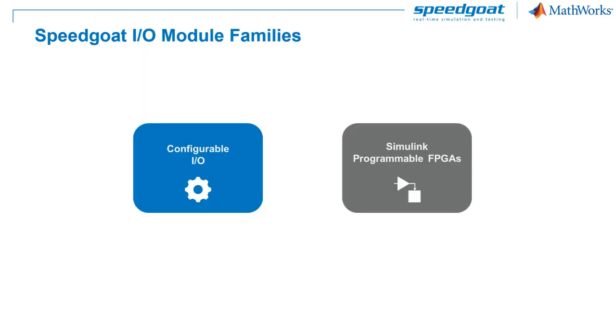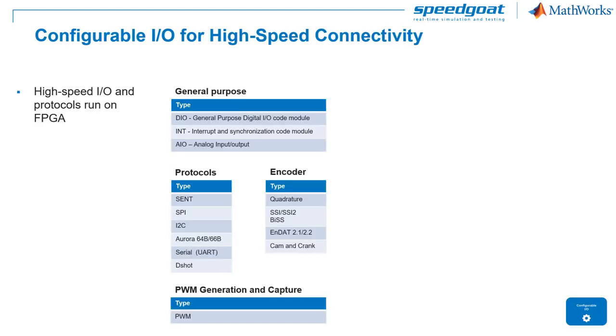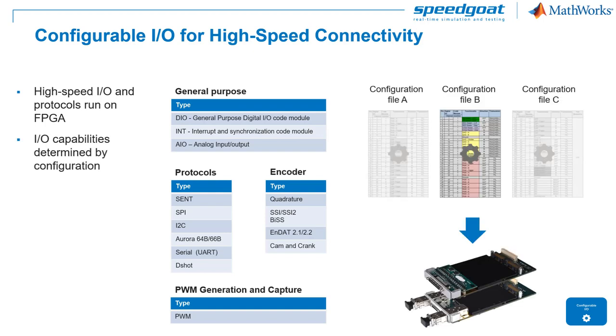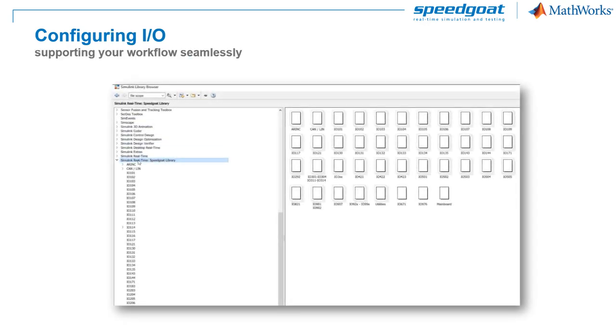For motor controls, you require fast I/O and need a certain level of flexibility. You will like configurable I/O modules and Simulink-programmable FPGAs. You can run a variety of high-speed protocols and I/O like PWM, I2C, and encoder interfaces on configurable I/O modules. Configuration files allow you to set the I/O capabilities of the I/O module.